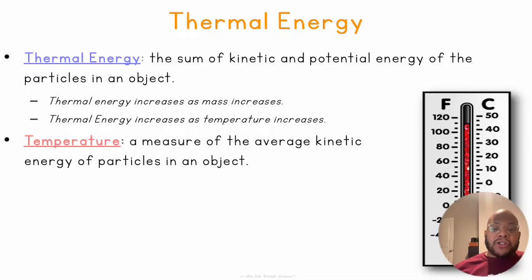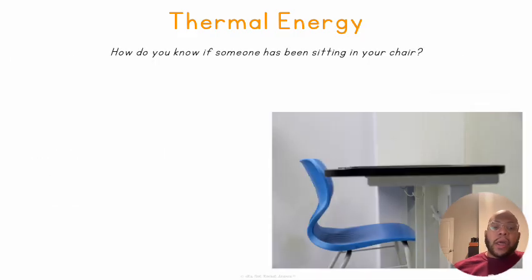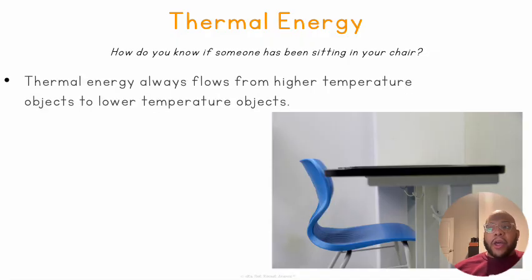Temperature is a measure of the average kinetic energy of particles in an object. So the higher the temperature, the faster the particles are going to be moving. So, how do you know if someone has been sitting in your chair? Well, to answer that question, you probably go back to your chair and feel that it's a little warm. Thermal energy always flows from higher temperature objects to lower temperature objects.